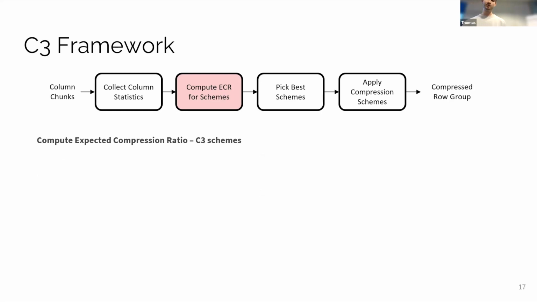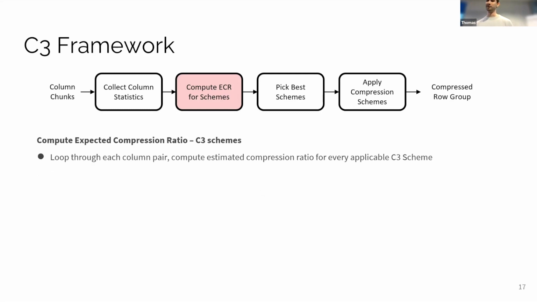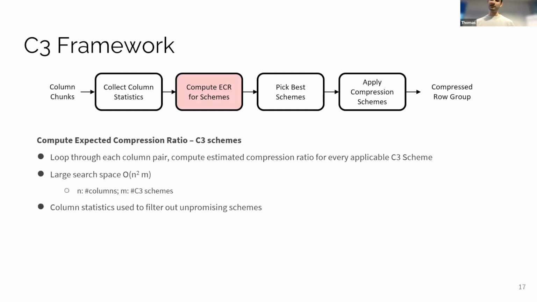Now we have to loop over each pair of columns and compute the estimated compression ratio for every C3 scheme which is applicable. So the search space is quite large. It's O of n to the power of 2 times m, given n columns and m C3 schemes. So we use column statistics to filter out as many unpromising schemes as possible. And the expected compression ratios for the C3 schemes are also computed using a set of samples and column statistics.